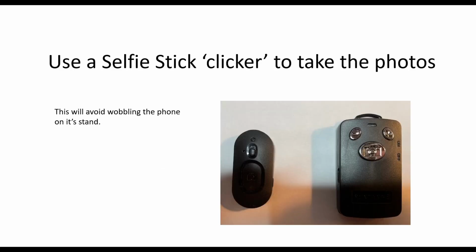Once you have your shot set up with your camera on a stand, you then need to take the photograph. If you try pressing the button on the phone, it's going to wobble unless you have a very, very solid stand. So a tip here is to take one of these clicker things from a selfie stick and use that to take the photograph. And that means that the phone will be undisturbed, and so it won't wobble.